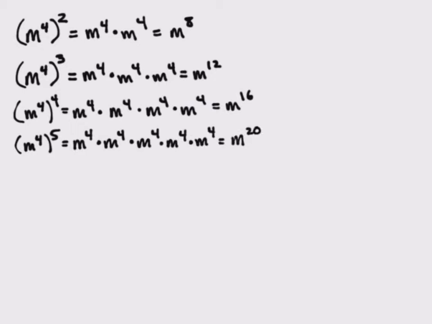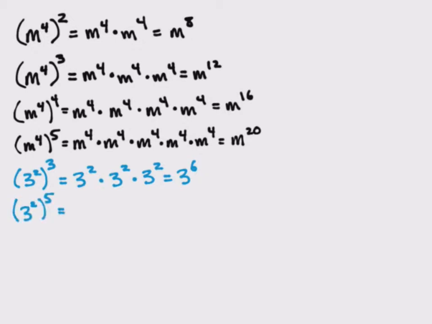Let's try another, this time with actual numbers. How about 3 to the 2nd power, all that raised to the 3rd? Again, we know what it means to raise something to the 3rd power. It means take whatever it is, in this case 3 to the 2nd, and multiply it by itself 3 times. And no surprise, we're going to end up with 3 to the 6th power. One more example. How about 3 squared all to the 5th power? Well, not surprisingly, we know what it means to raise something to the 5th power. That means take whatever it is, in this case 3 squared, and multiply by itself 5 times. And we end up with 3 to the 10th power.